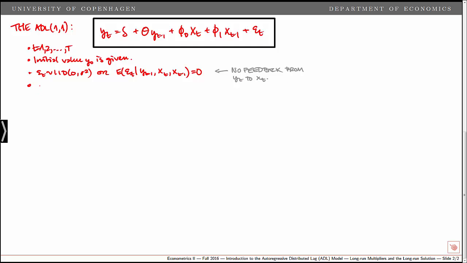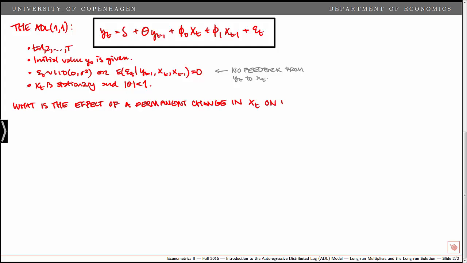Furthermore, we assume that x_t is stationary and that the autoregressive parameter theta is numerically smaller than 1, so that the process y_t is stationary. We are interested in the question: what is the effect of a permanent change in x on y_t?